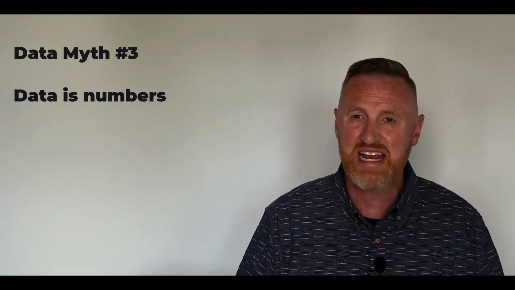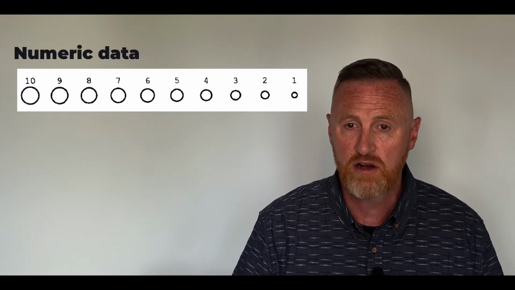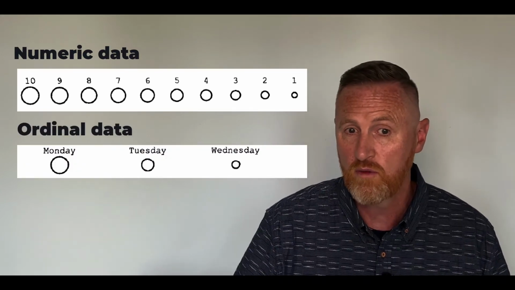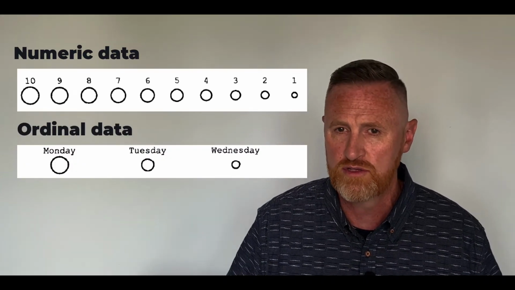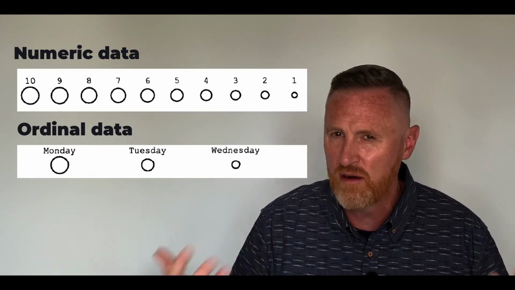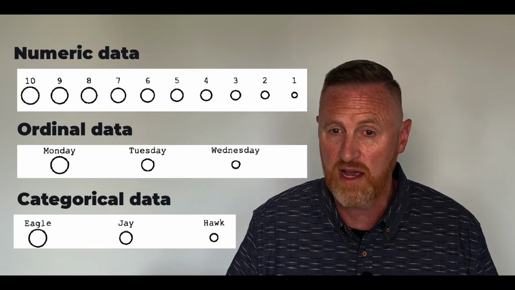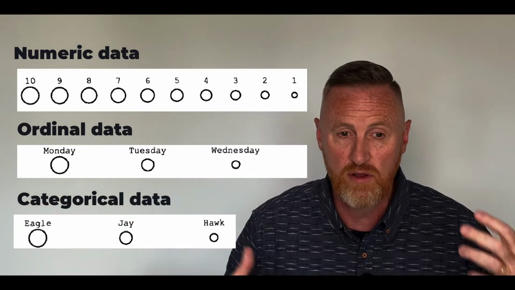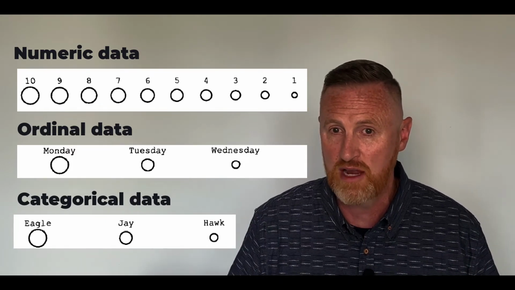Another common myth is that data is numbers. Data comes in all forms and sizes and shapes. Data can be numbers, that's true, that's numeric data. It can also be ordinal, right? When you look at Monday, Tuesday, Wednesday, Thursday, there's a certain order to those days, but there's no number inherently associated with it. Data can be categories, right? Like cat, dog, animal, fish. These are categories. There's no number associated with it.